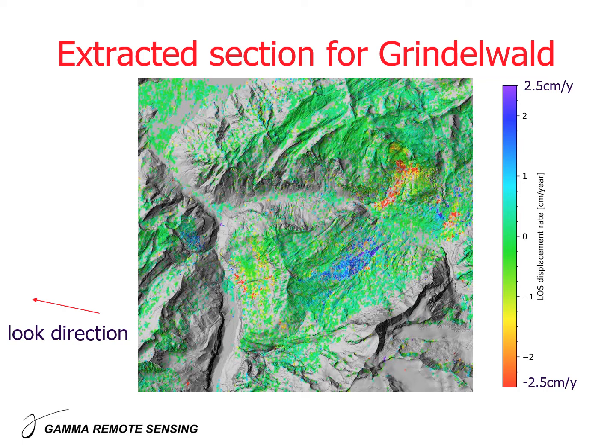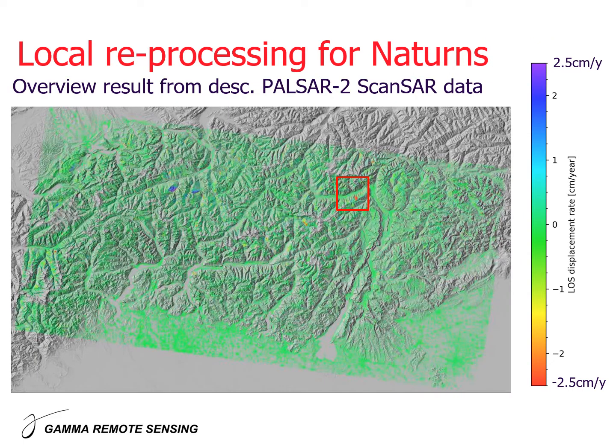We clearly see landslide movements, and the one in blue color is actually a forest covered area. So in spite of vegetation, we get a quite nice result. Besides interpreting directly the result of the overview processing, we do sometimes a local reprocessing, as shown here for Nattens in South Tyrol.